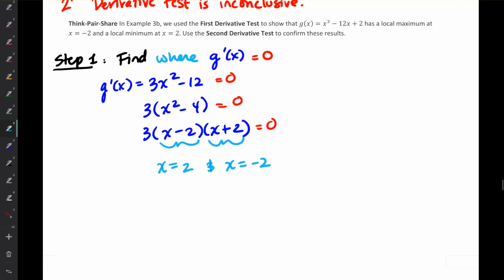Now, if you were doing the first derivative test, we would then do a sign test on the first derivative. This breaks up the interval of the domain for f prime into places where it could either be positive or negative. Instead of doing all that, we're just going to plug in these critical points into the second derivative and say whether or not the second derivative is positive or negative, right?